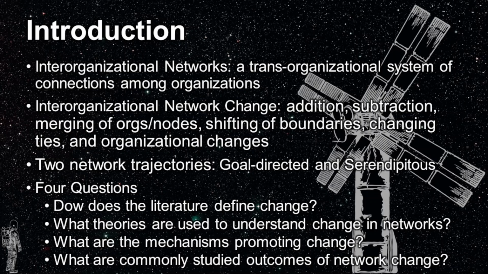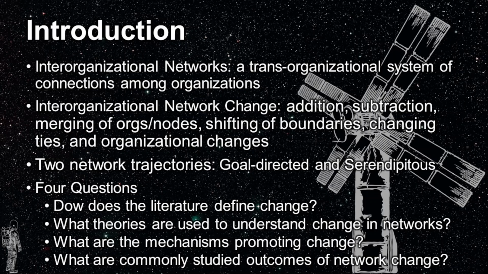This chapter is organized around two key forms of networks and their trajectories. There are networks that are primarily goal-directed and others that are serendipitous. This difference affects the operational and structural dynamics of network change.